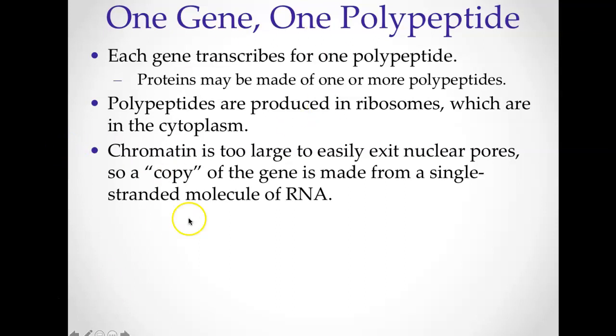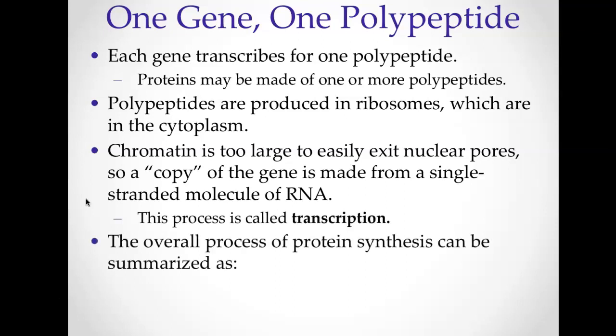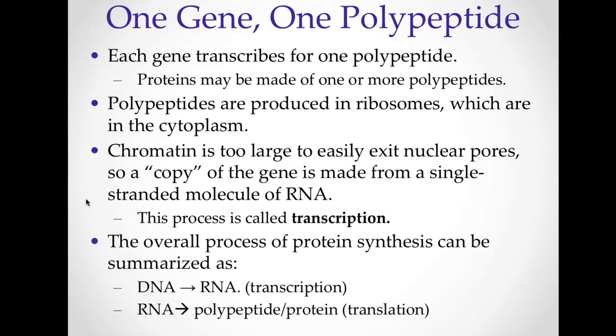So you can see the dilemma here. Chromatin's too large to exit the nucleus. However, proteins are made outside of the nucleus. So some way the message of DNA needs to get sent out of the nucleus. And it does that through RNA. So DNA gets transcribed into RNA. And then RNA gets translated into protein. And those two processes are called transcription and translation.